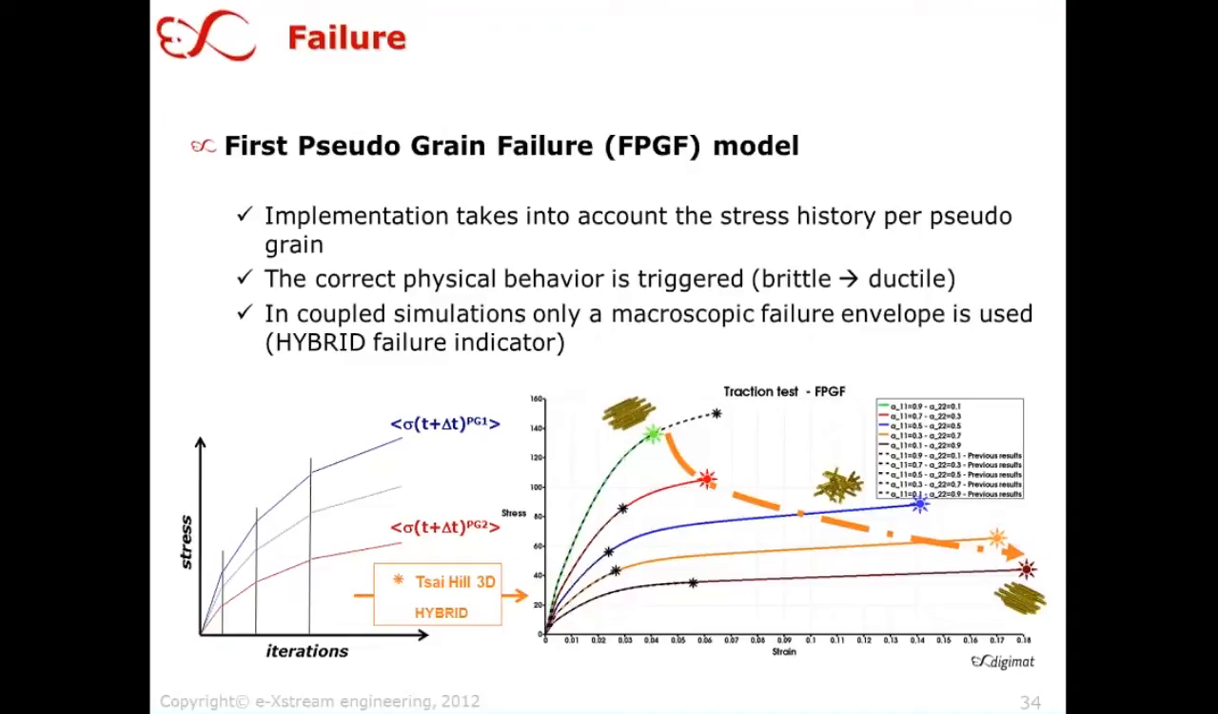And what we do to bring this kind of failure description to the applied simulation level for full parts, where we apply the failure on each integration point, is that we use a macroscopic failure envelope as computed by DIGIMAT-MF, so on the integration point level, and use it then on the macroscopic results on our model.